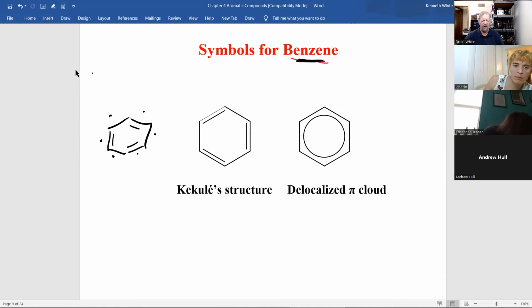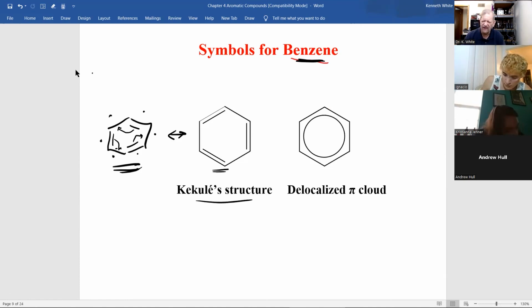Now, this is one way of drawing it. Here's the other resonance form. And all I've done is move the electrons like this, and you get this form. And these are called Kekulé structures, which I'll never ask on a test.